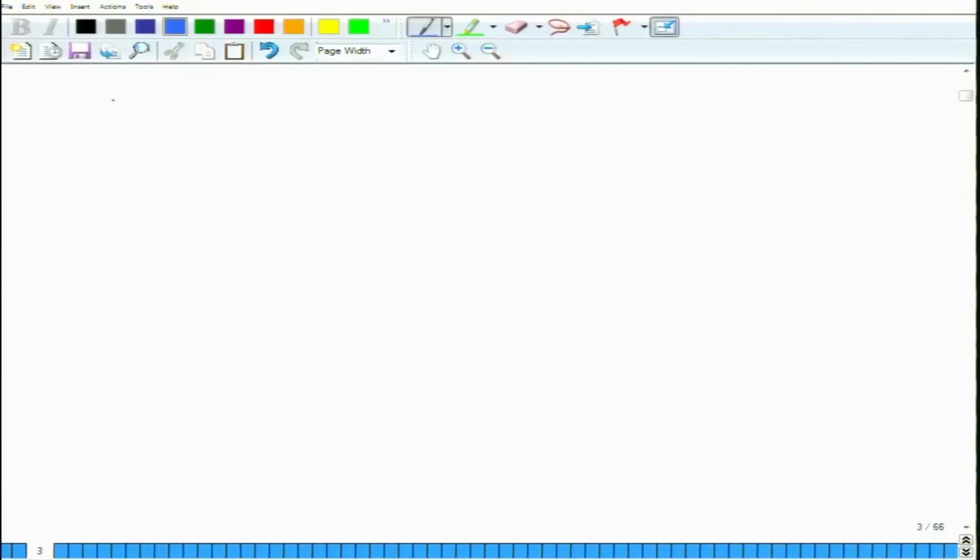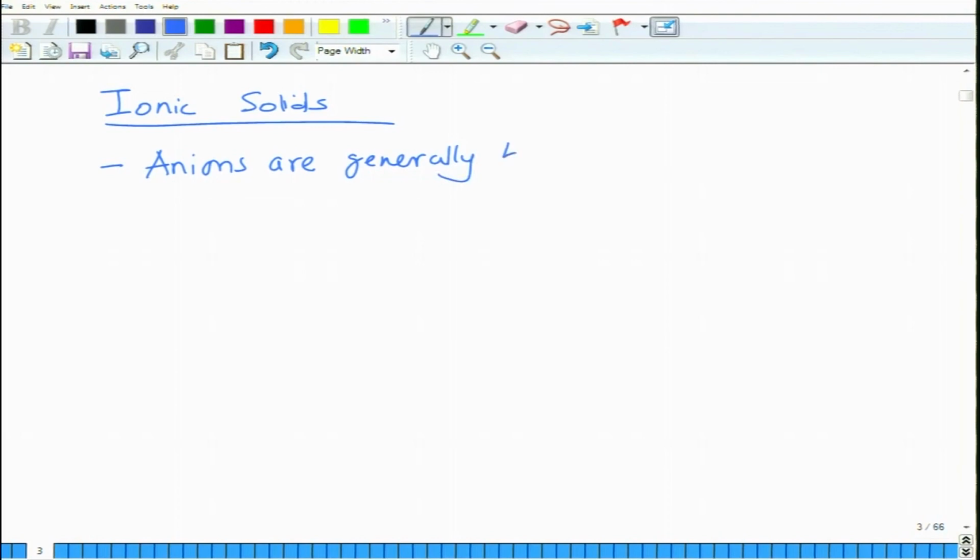But now what we will do is look at some of the structures, examples of the structures of ionic solids. So, typically in ionic solids, anions are generally bigger and they form the base lattice. They form the base lattice, and these structures are based by and large on close packing of anions.